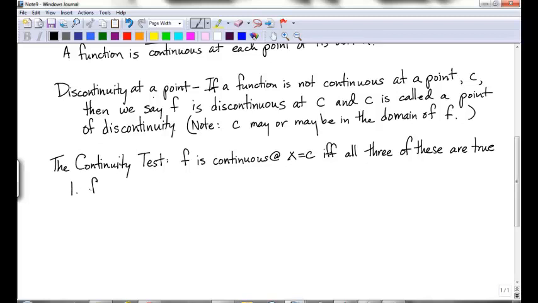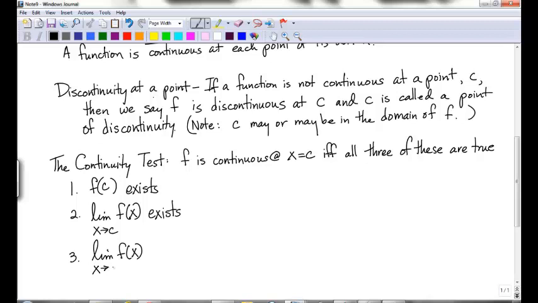Number one, the function f of C has to exist. That means if you choose an x value C, there's got to be a y value at that point. Number two, the limit of f of x as x approaches C has to exist. And the third thing, the limit of f of x as x approaches C has to equal the value f of C. If all three of those happen, then it's continuous at that point.